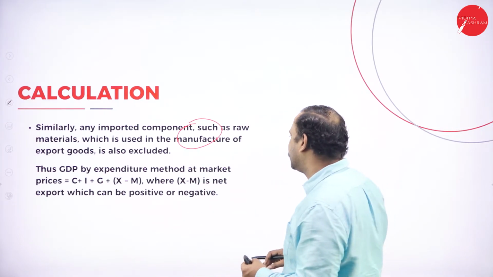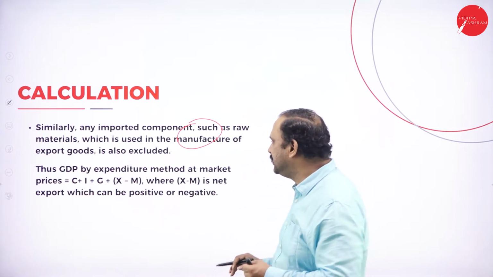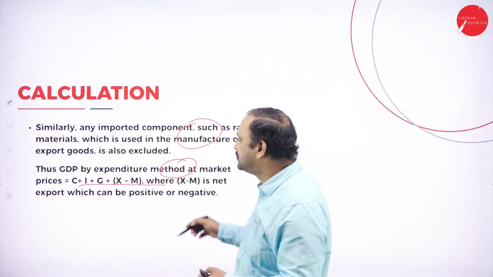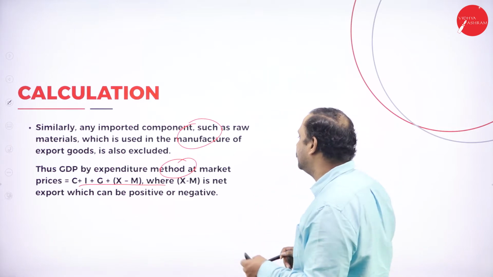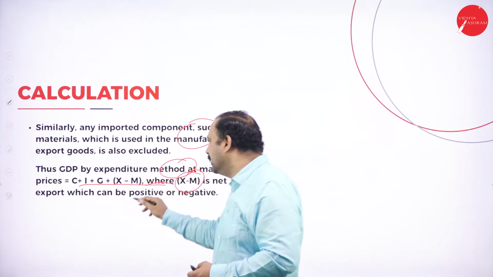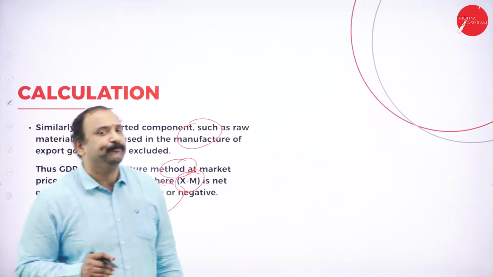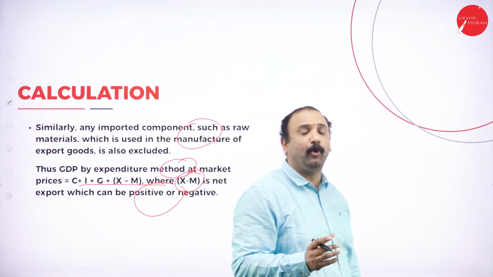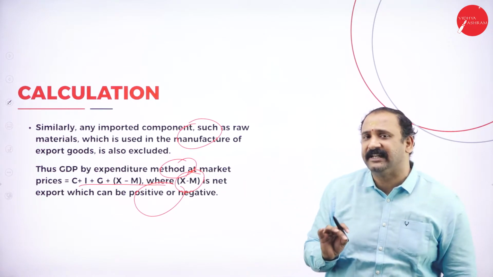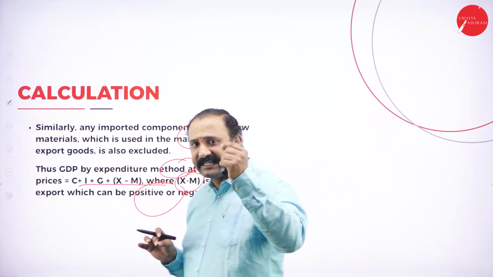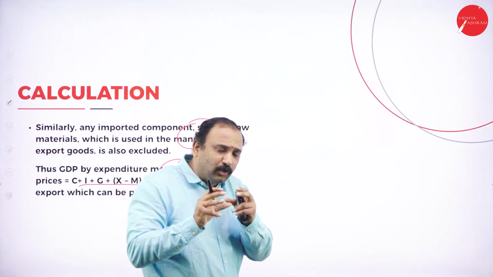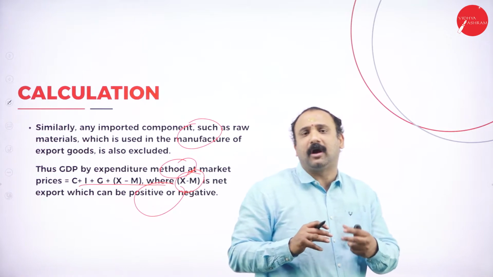What we will try to do here is understand GDP by the expenditure method at market prices, which gives me C plus I plus G plus X minus M. Typical formula, please understand, where X minus M is my net export. Now, this is very important. When I talk about exports minus imports, India is a country which is trying to focus more on exports rather than imports. Why? Because exports will directly give you income and imports will lead to expenditure.